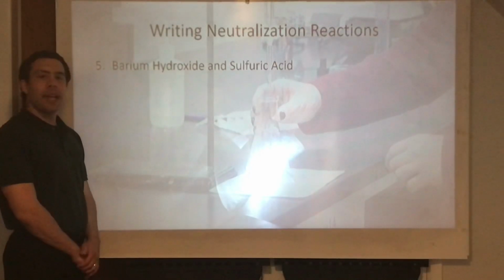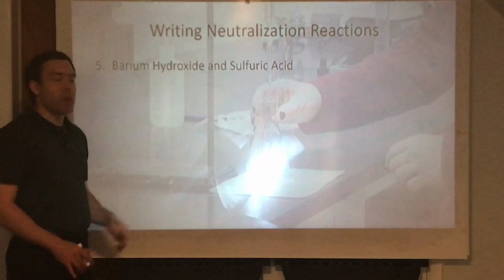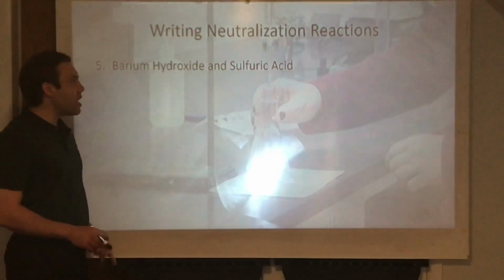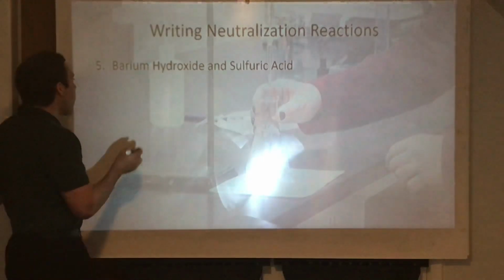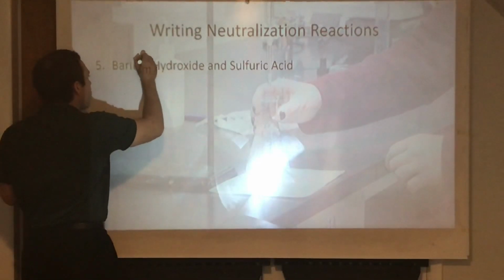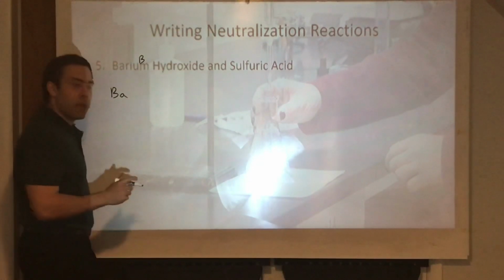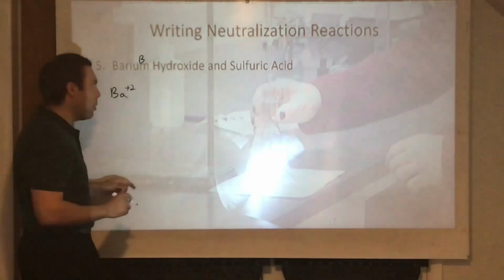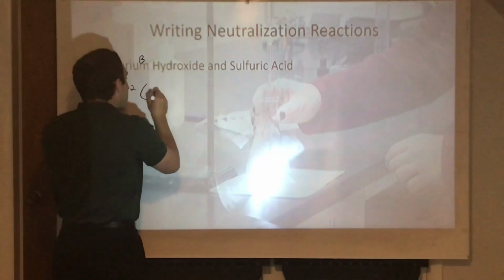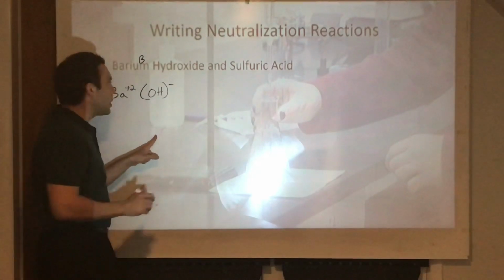Let's try one last one together. Barium hydroxide and sulfuric acid. Now, we're not given any formulas for either the acid or the base. So let's write them. Barium hydroxide, which is our base. We have barium, which is a group 2 element, which means it has a charge of positive 2. You can see that on the reference table. Hydroxide, which is OH minus. We're going to put that in parentheses.